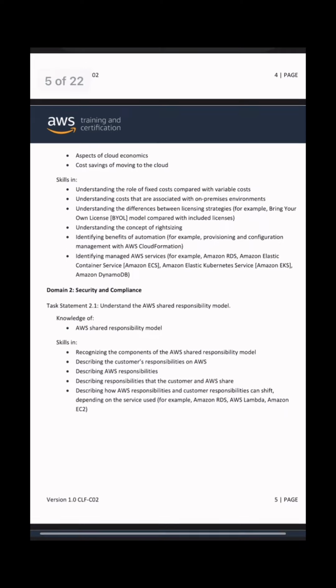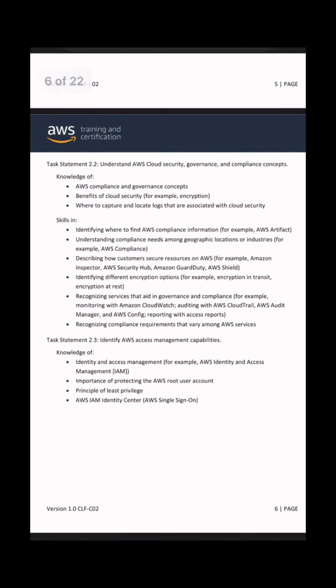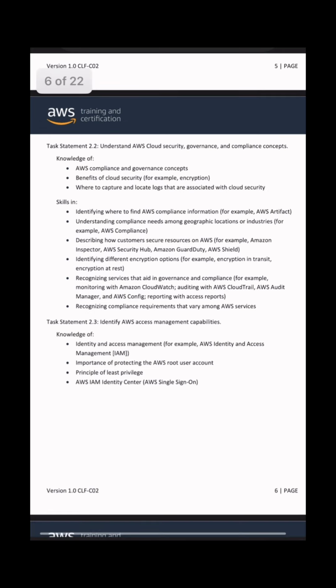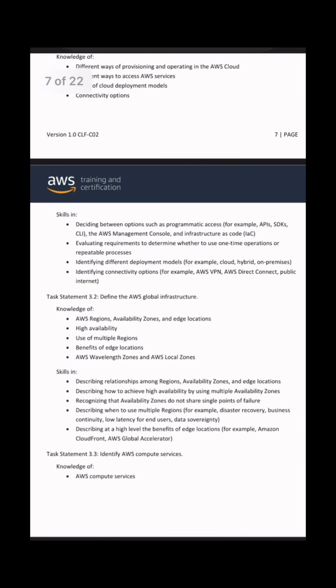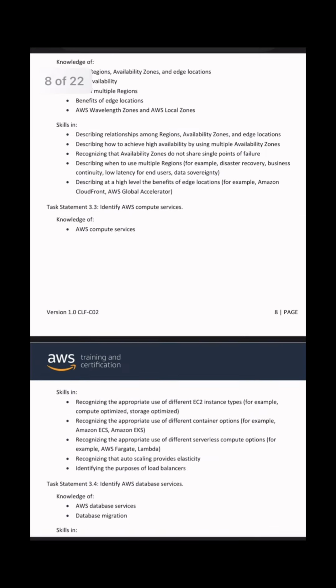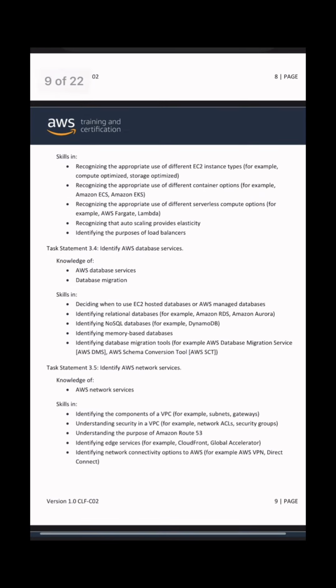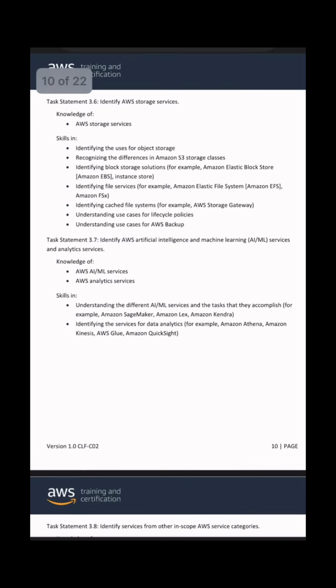Domain 1, cloud concepts. Cloud concepts is like, what are the benefits of the AWS cloud? For example, cost saving, economies of scale, global infrastructure, speed of deployment, global reach, high availability, elasticity, and agility. Identify the concept of architecture frameworks. So basically, security, reliability, performance efficiency, cost optimization, sustainability.